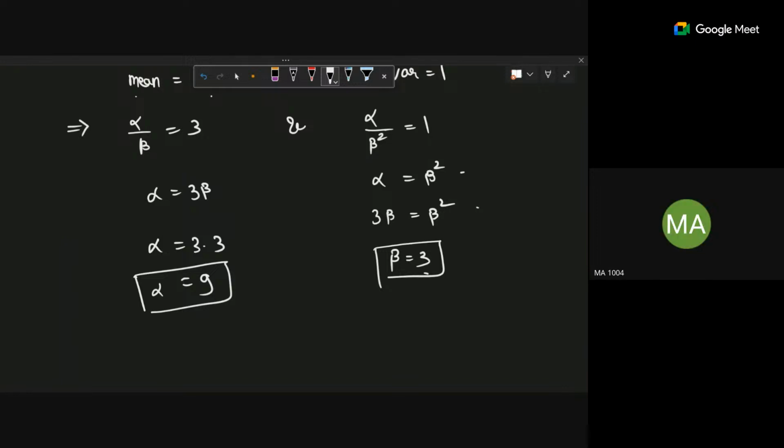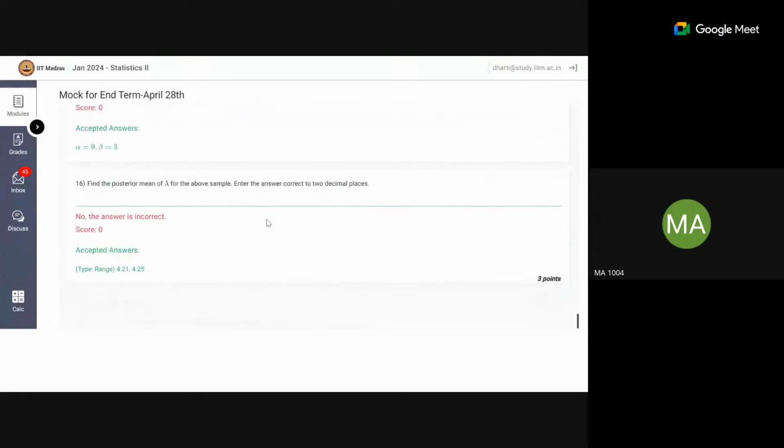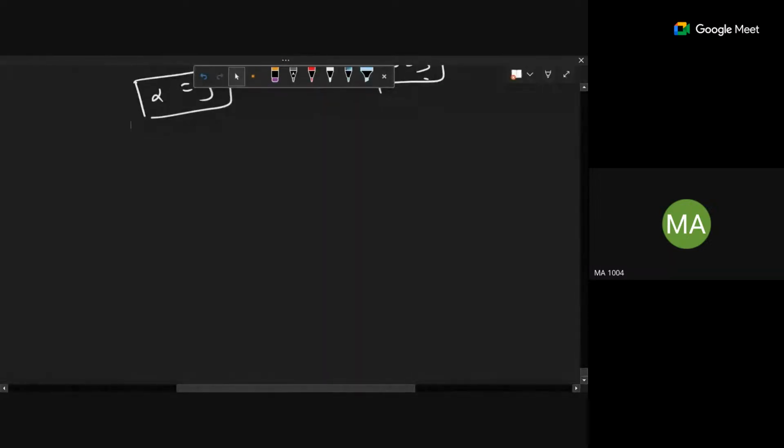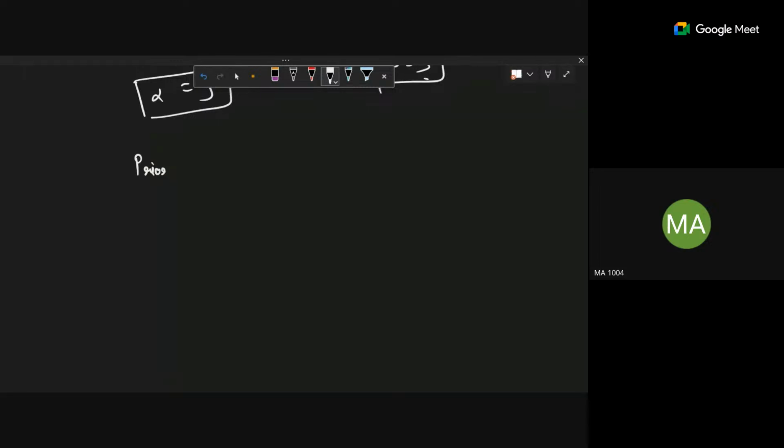What about the next one? Find the posterior mean of lambda for the above. Now we have the prior distribution following a gamma distribution with alpha 9 and beta 3, and we are asked for the posterior mean. So first find the posterior distribution, then find the posterior mean. The prior distribution for lambda is gamma with alpha value 9 and beta value 3. So what will the posterior be?